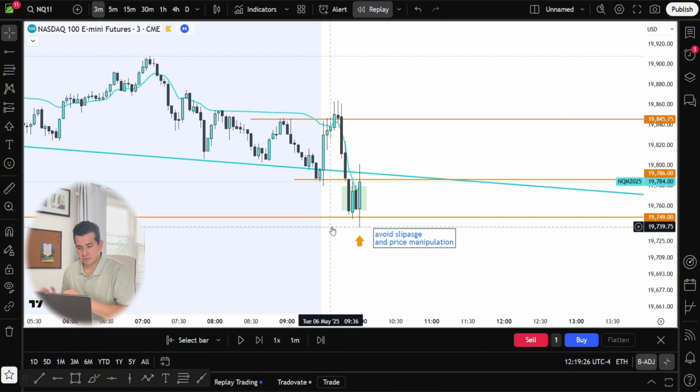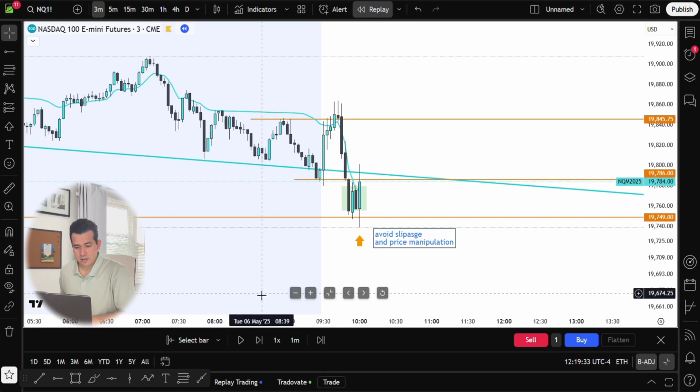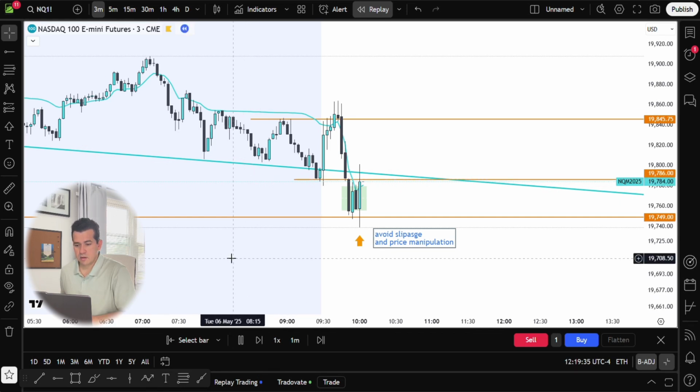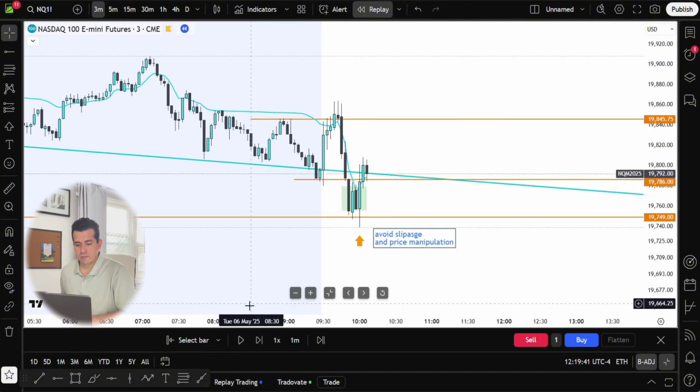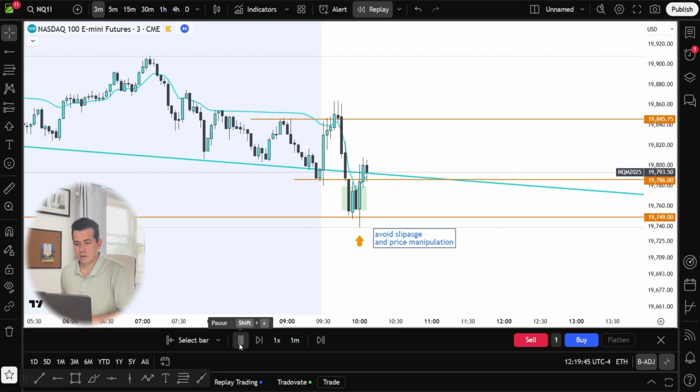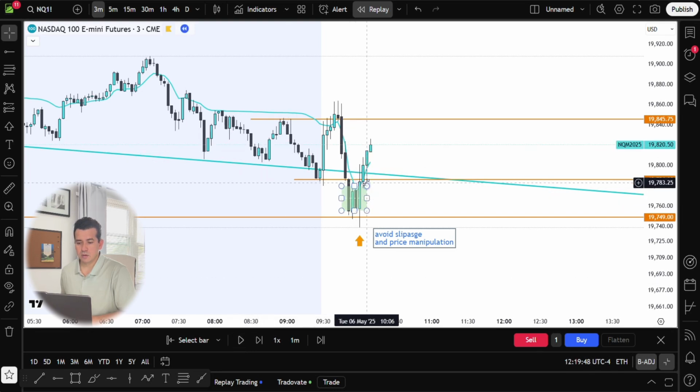But I'm still waiting for what price tries to do here. So I'm still waiting. Let's keep playing. And the second candle looks really good. Push up. Now let's stop right here.